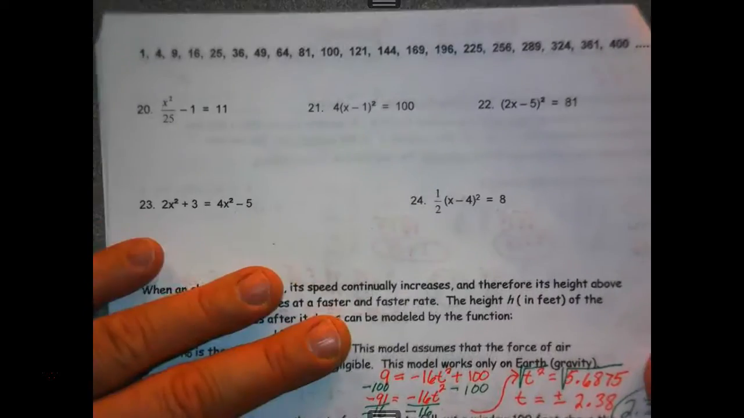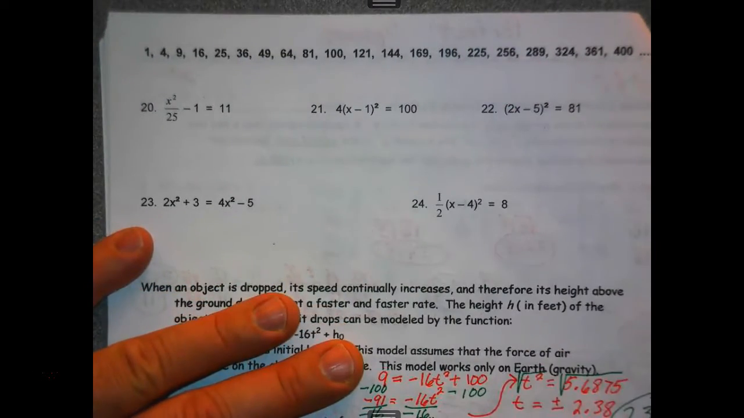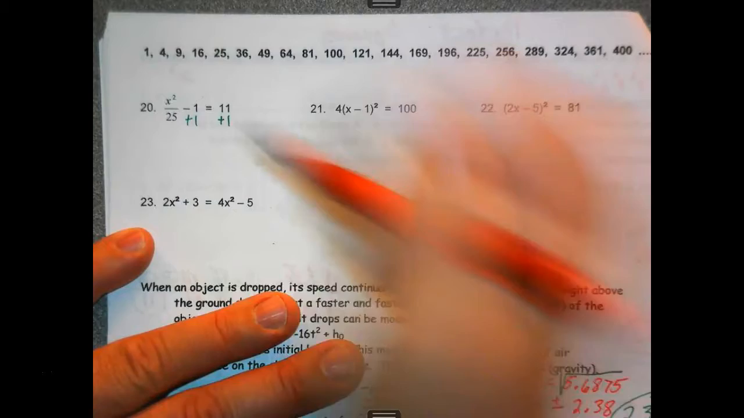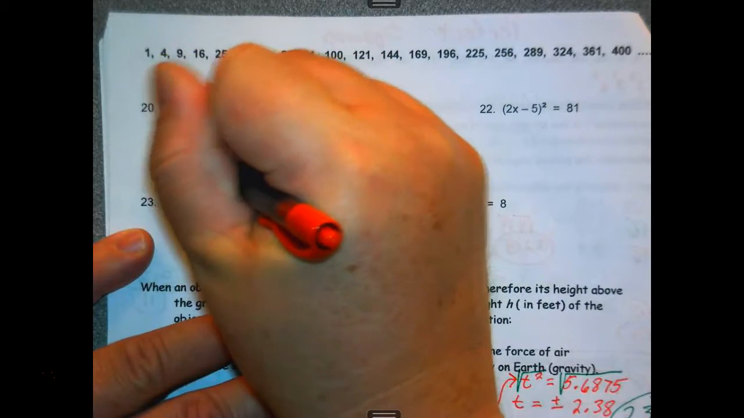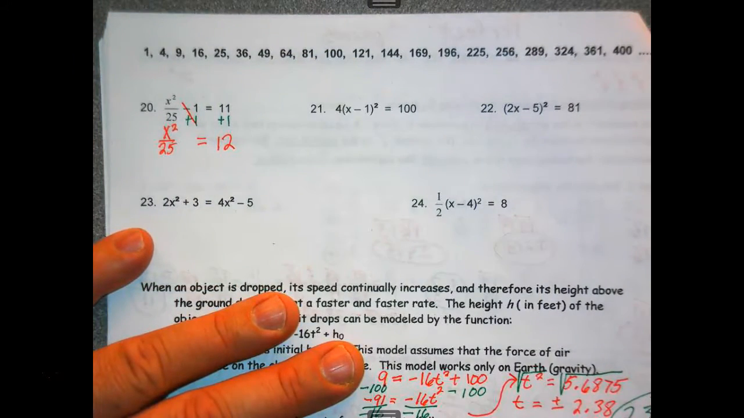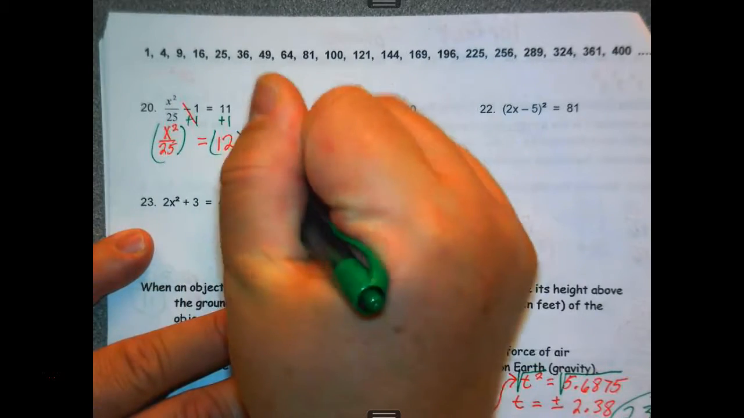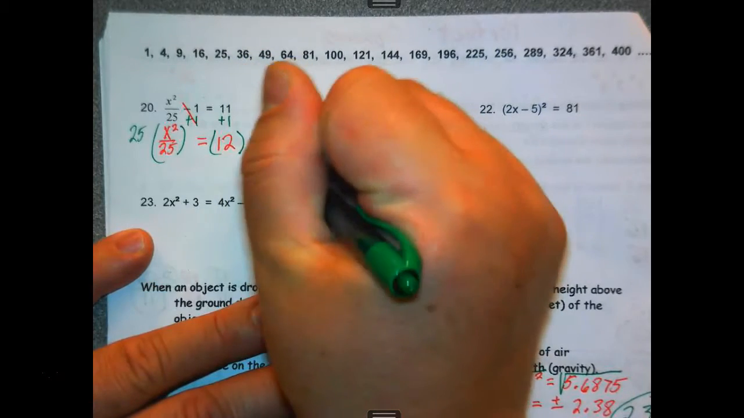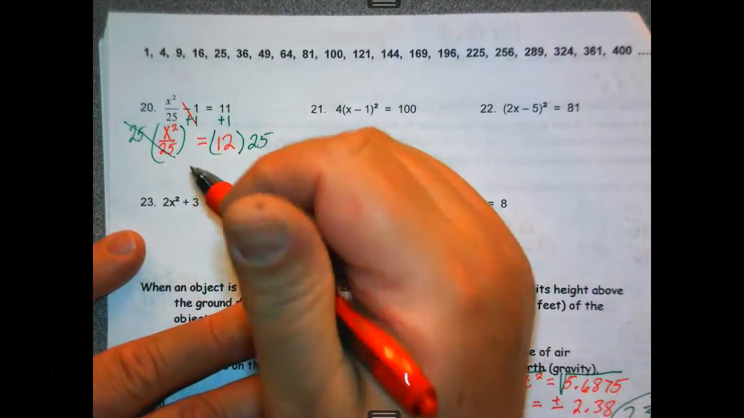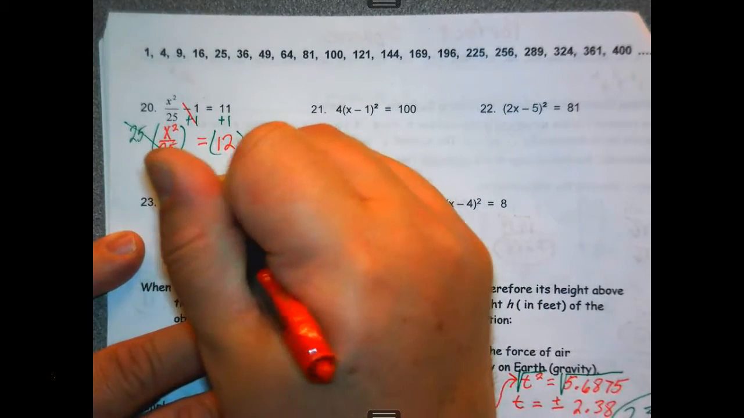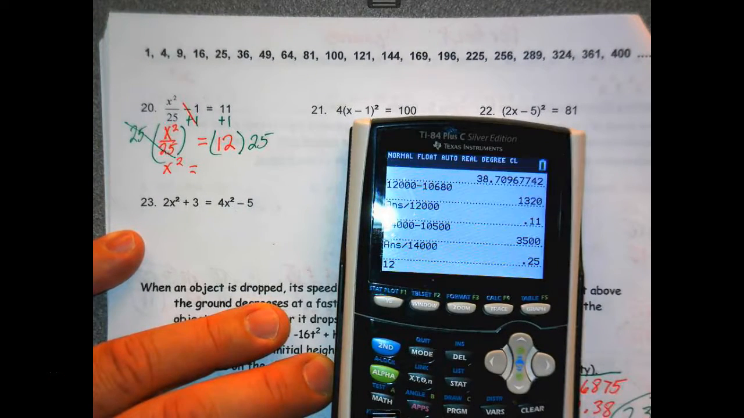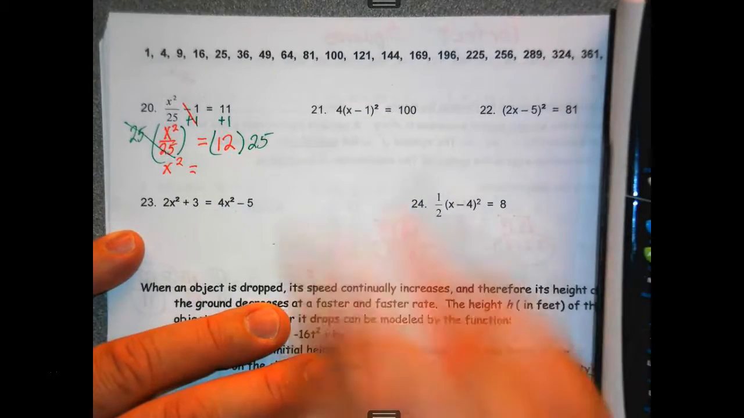Okay, number 20. I'm going to add 1 first. So I get x squared over 25 equals 12. Multiply both sides by 25. So x squared equals, wow, this is way too big for me. I get 300.